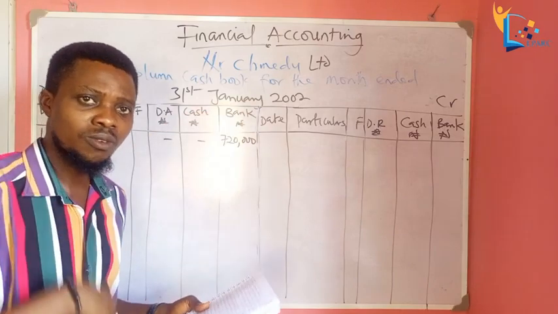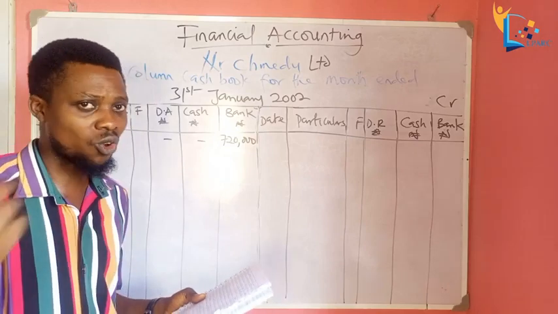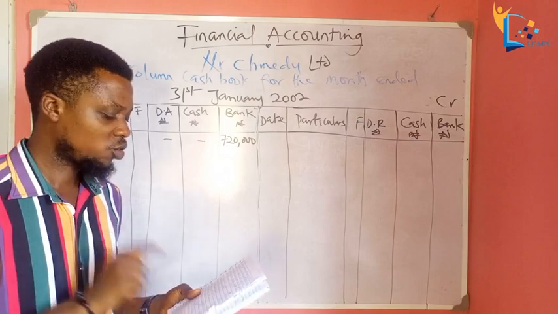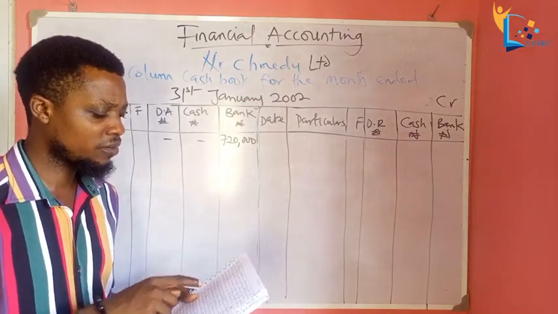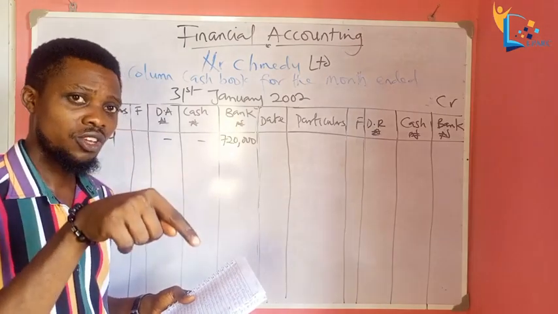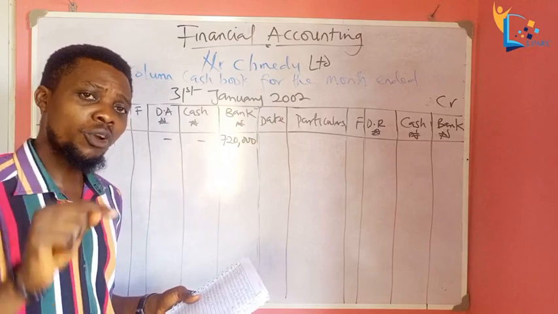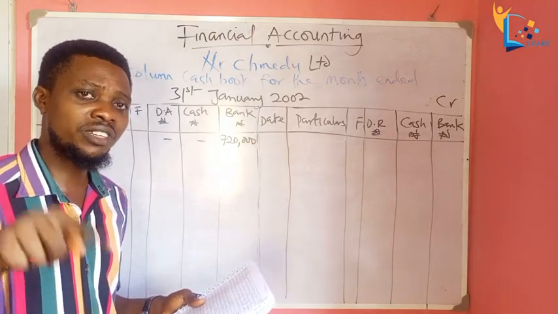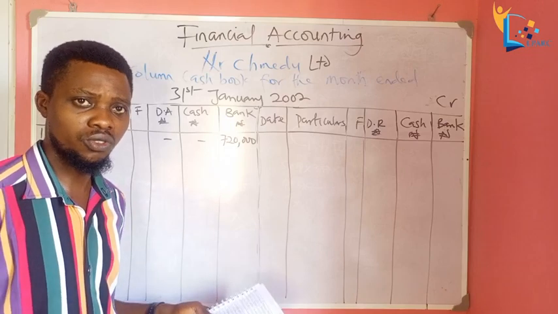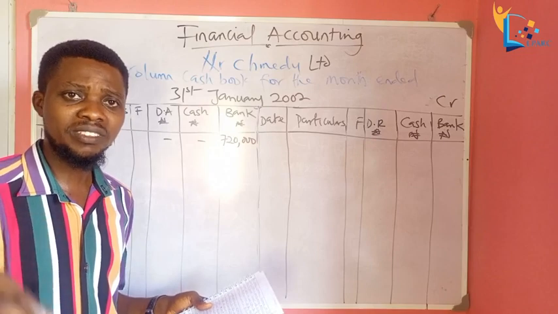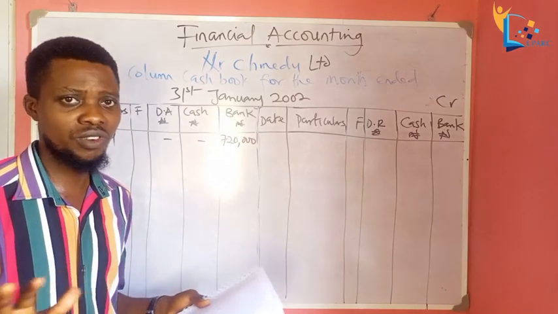So money is still circulating within the business, it has not gone out. So we'll call that a contra entry. In this case, he withdrew cash from the bank account for use in the office, not for his personal use. Withdrawing for personal use is different from withdrawing for office use. Please don't confuse the two. They are two different things.